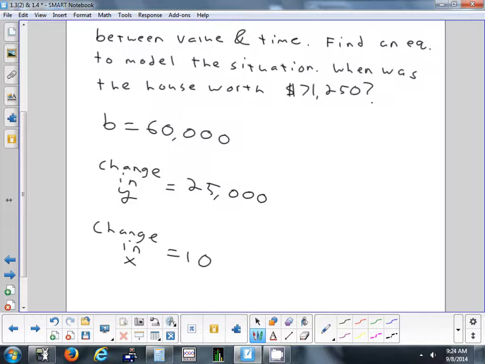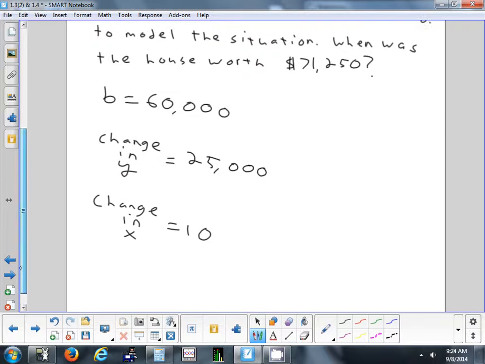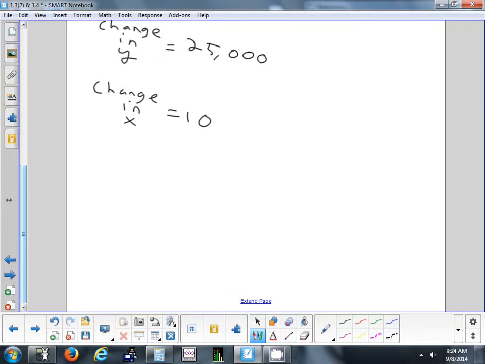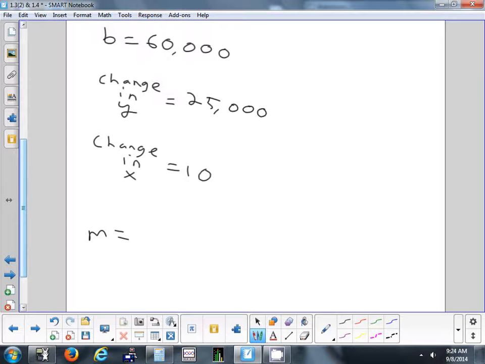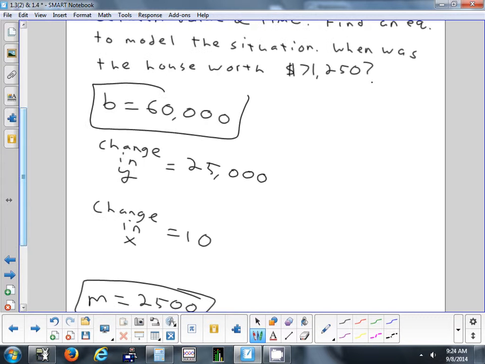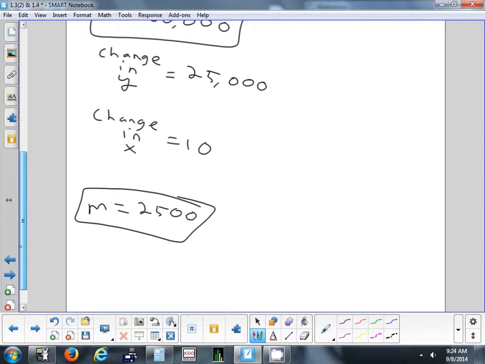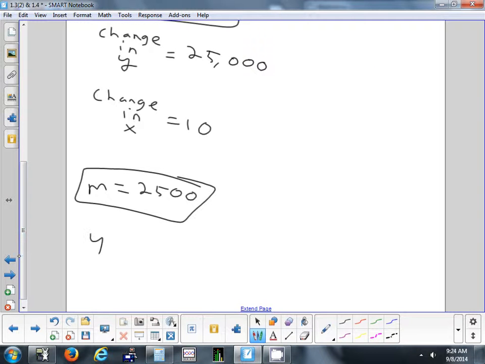Divide the two, and that's your slope. That's the average value that the house increased per year. So my slope, 25,000 divided by 10, 2,500. So I've got m, I've got b. Now just write your equation. 2,500x plus 60,000.